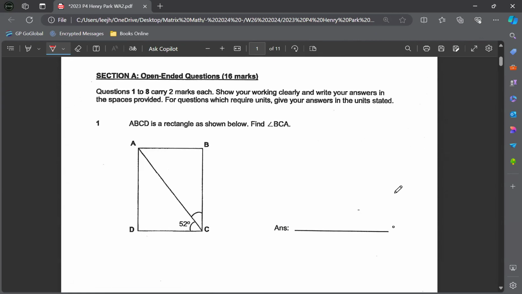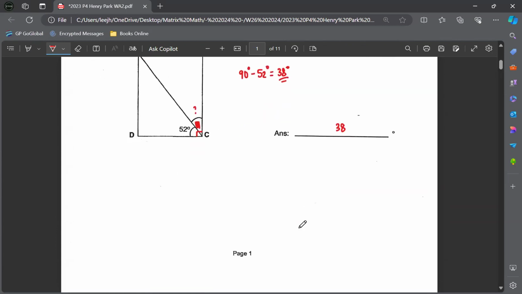Okay, section A. So it says here, ABCD is a rectangle as shown. Find angle BCA. Where's BCA? Is this one. I need to find this. So how? Very simple. You can see that BC and CD are perpendicular, which means this is a 90-degree angle. So if this is 52, what is this? So you just take 90 degree minus 52 degree. Okay, your answer is 38 degrees. Just write 38 here because the degree is given here. Right? That's your answer.